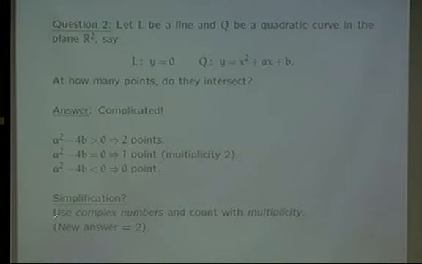What do we have to do? We use complex numbers instead. If you use complex numbers, and if you count the number of intersection points with the multiplicity, then surprisingly, the answer is all the time 2. 2 points, 2 points, 2 points, if you think about complex numbers. So we modify the problem again to get a simple answer.